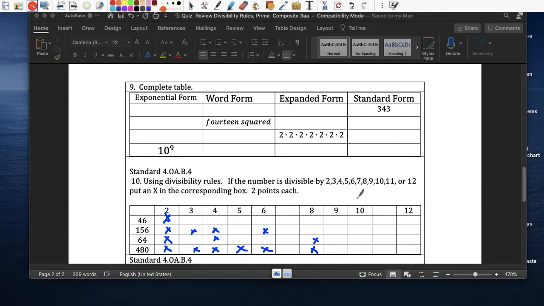No. Divisible by 10 means it ends in 0, right? So the only one that ends in 0 is this one.